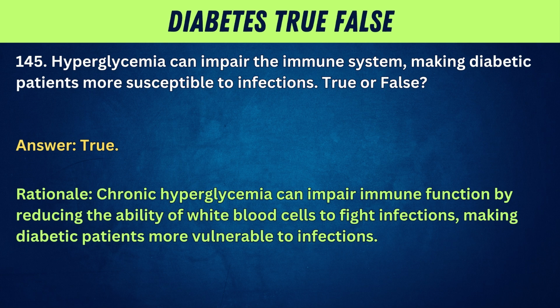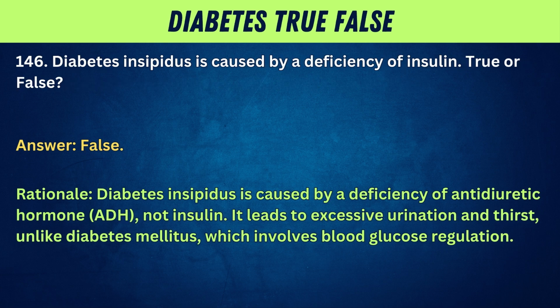145. Hyperglycemia can impair the immune system, making diabetic patients more susceptible to infections. True or false? Answer: true. Rationale: Chronic hyperglycemia can impair immune function by reducing the ability of white blood cells to fight infections, making diabetic patients more vulnerable to infections.